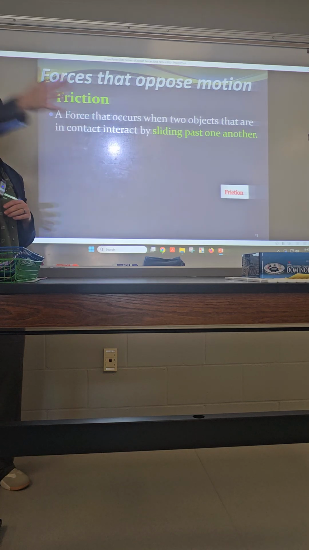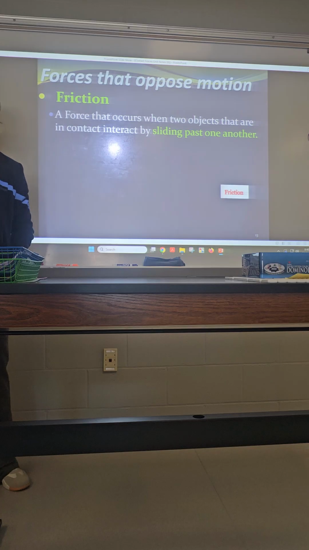If you put your hand out the window or wave it like this, what do you feel? Don't hit Max.